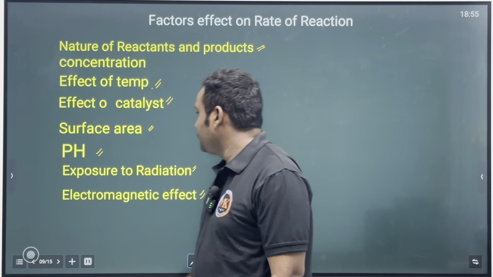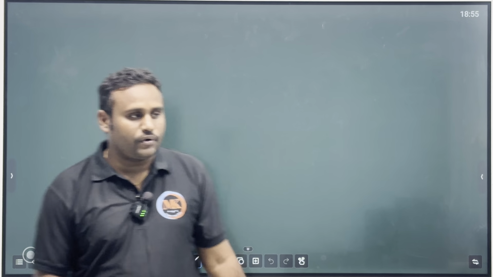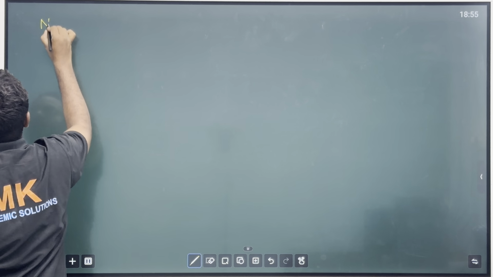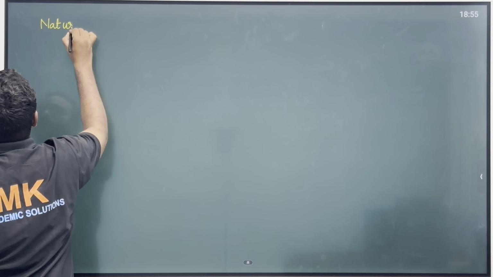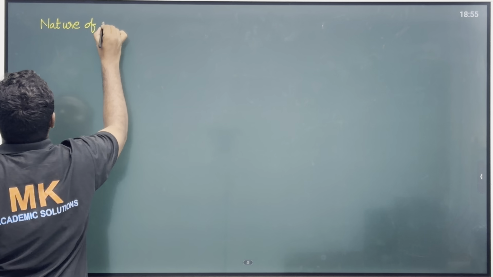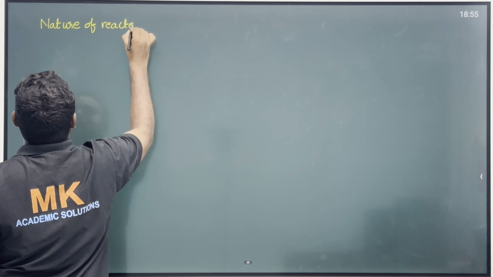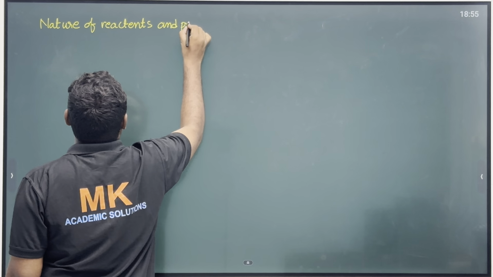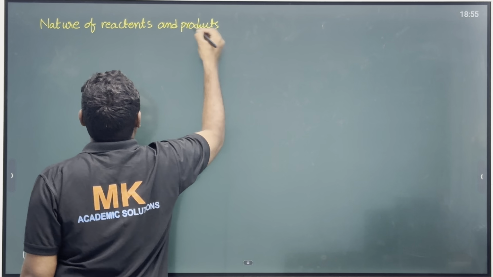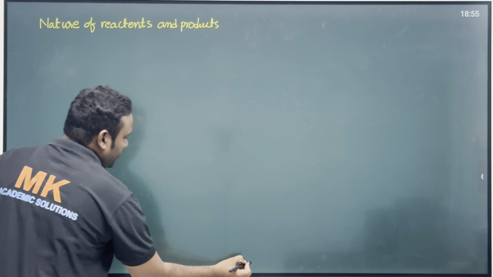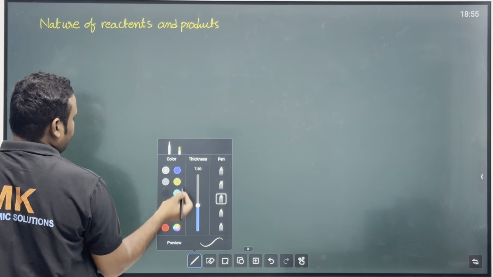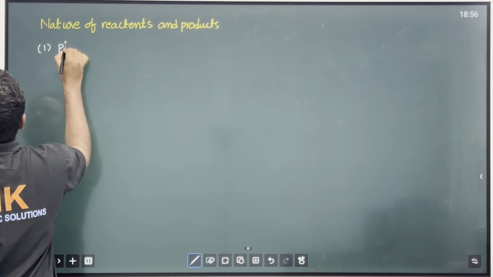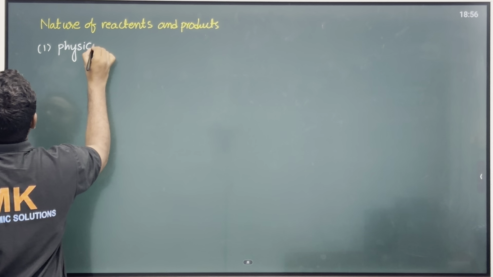The first one is nature of reactants and products. In the nature of reactants and products, we can see first the physical state of the reactants.